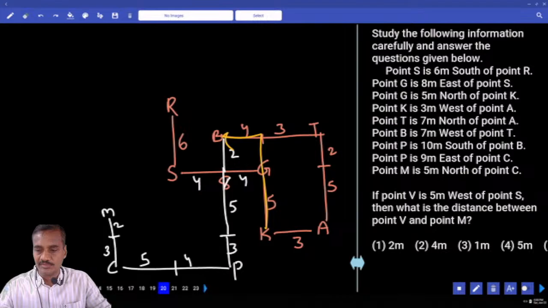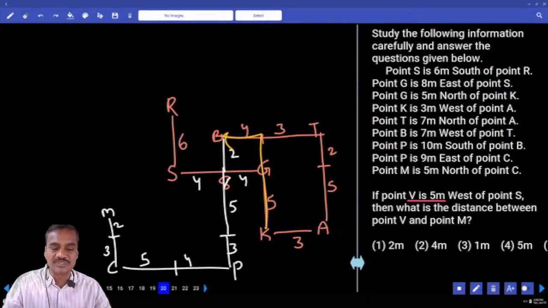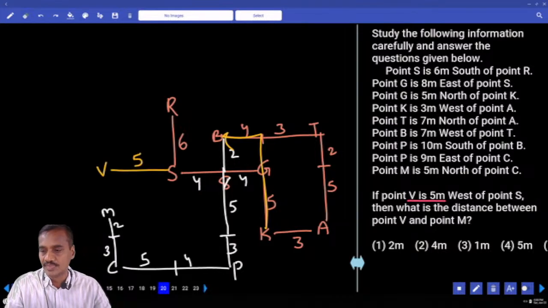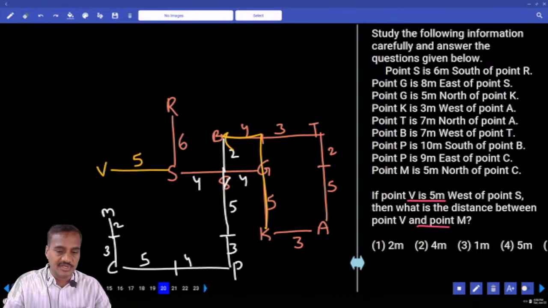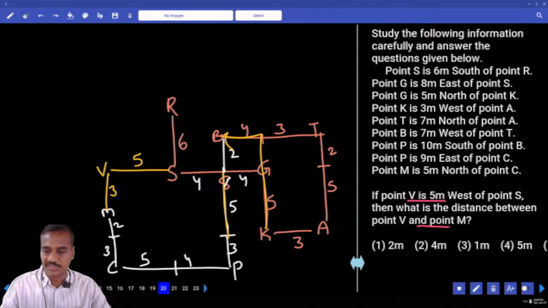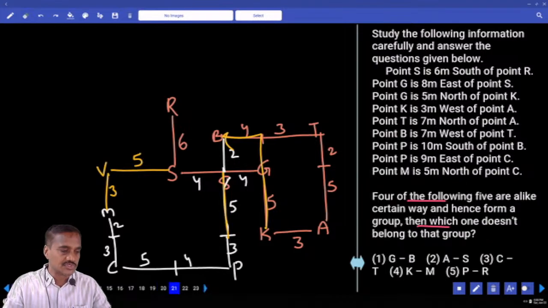V is 5 meters to the west of S. So V comes here. What is the distance between the two? 5 meters. Then what is the distance between V and M? Here, 2 is already used up, so how much is left? 3 meters. Now 3, that is the choice for question number 20.